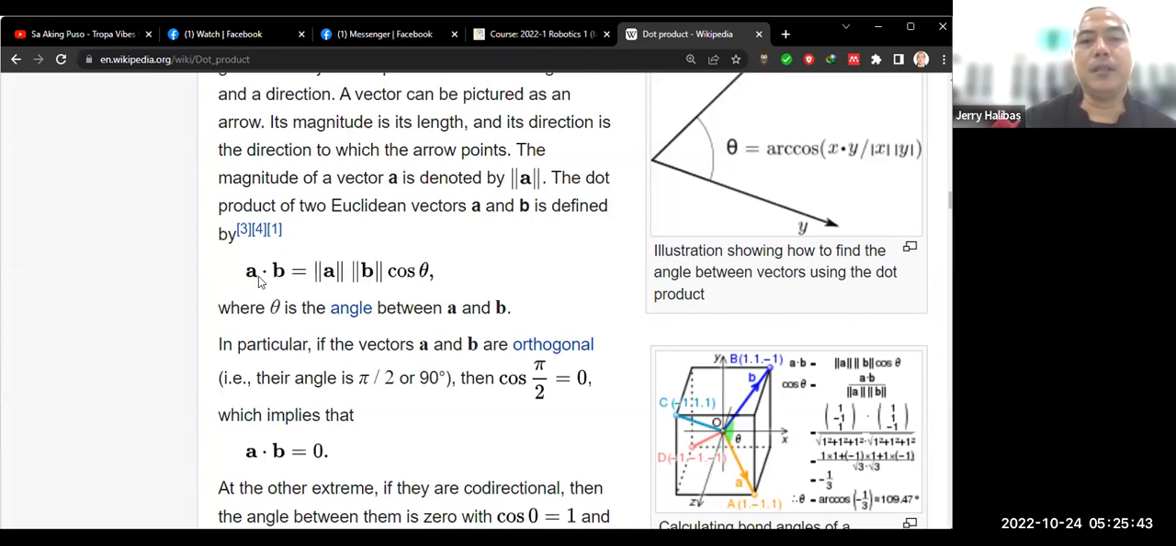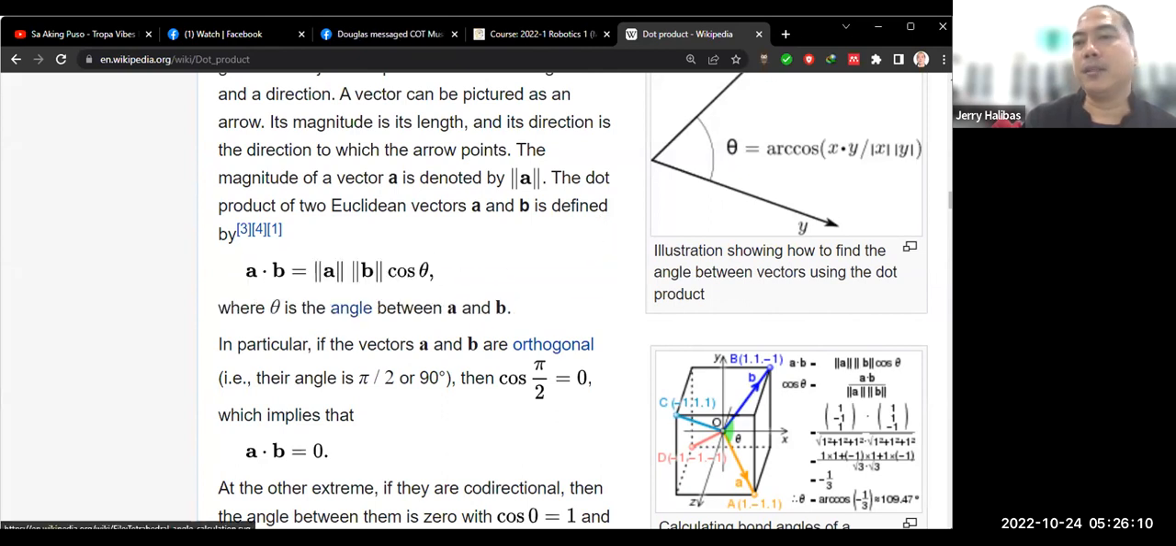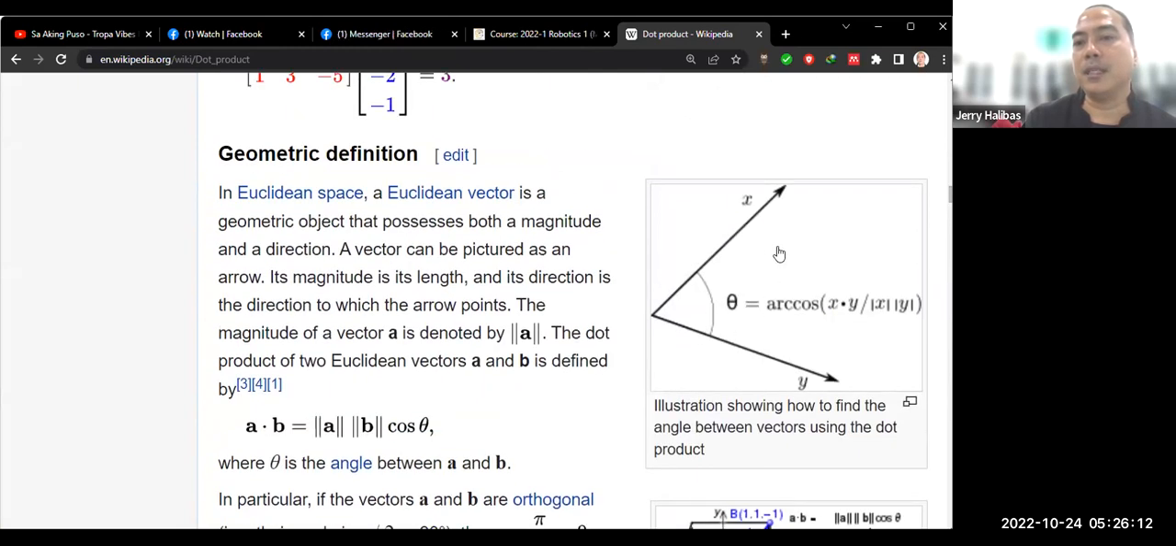So A is a vector, then B is a vector. So we say A dot B, or A scalar product, dot product to B, is equal to the magnitude, the absolute value. So magnitude of A times magnitude of B times the cosine of theta between the two vectors. Example earlier on the side.